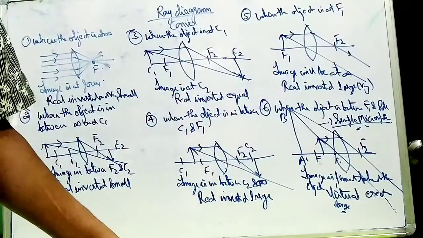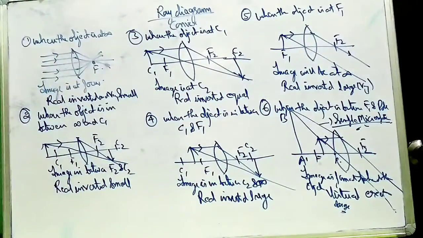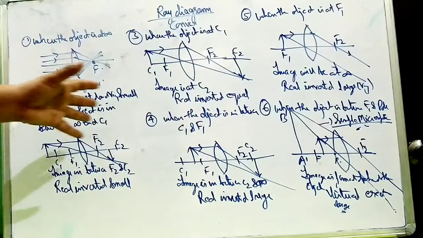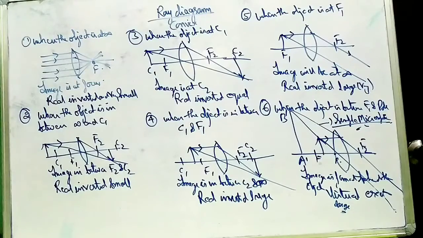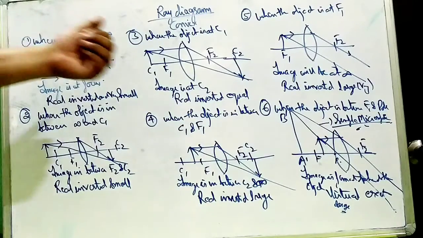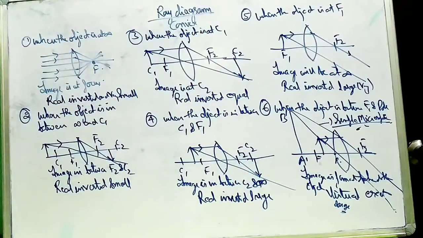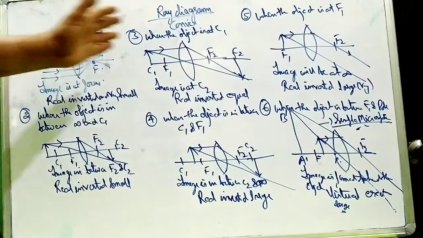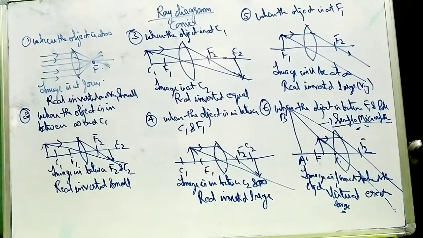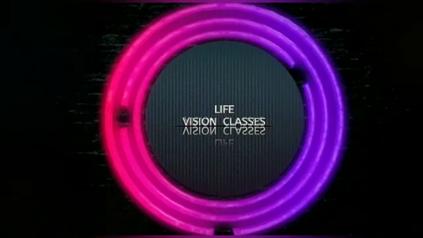So these are the 6 ray diagrams which represent how the image goes on changing. As we are increasing the distance of the object, the image will also go on changing. The place of the object is changed, so the image will also be changed.